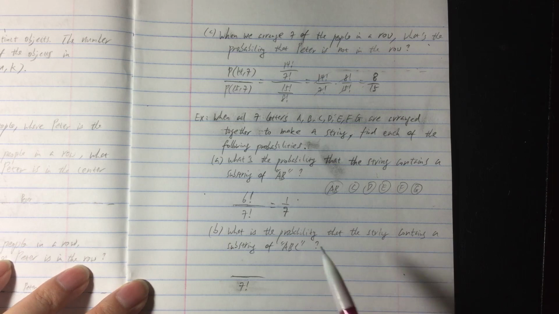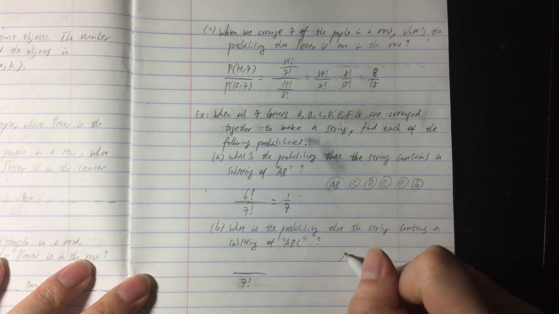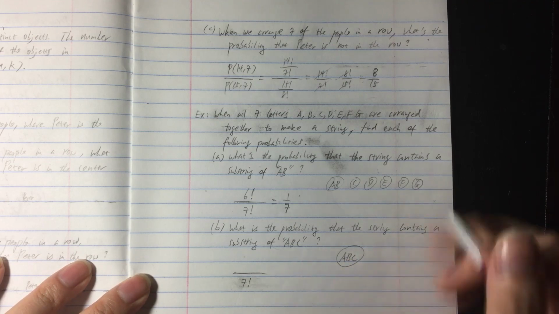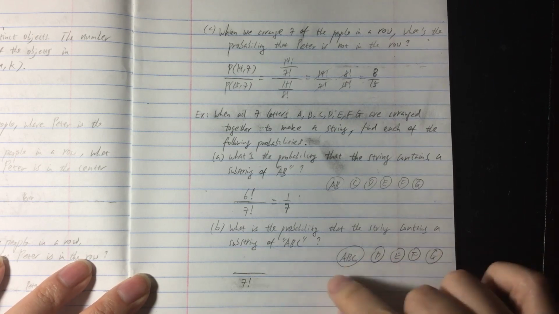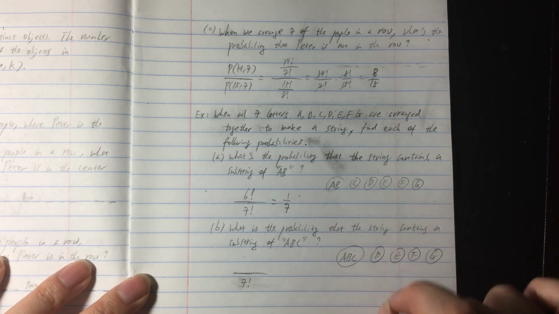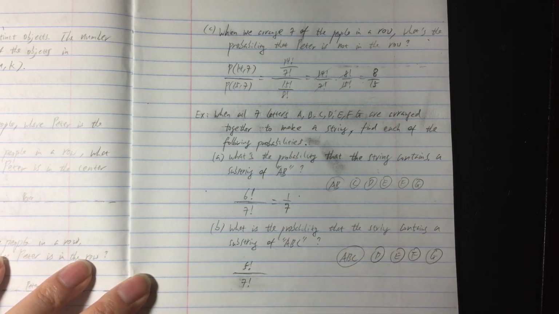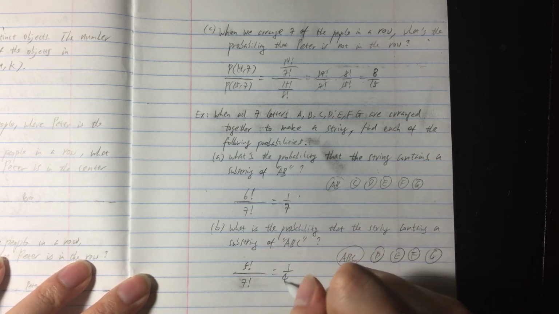Then for the numerator, the number of favorable outcomes, what we want is a substring of ABC. If we want to guarantee ABC together, we must combine ABC together as one object. Then we have D, E, F, G. That means we have a total of 5 objects. The number of ways to arrange 5 objects is 5 factorial. Then we simplify. 5 factorial over 7 factorial is 1 over 42.